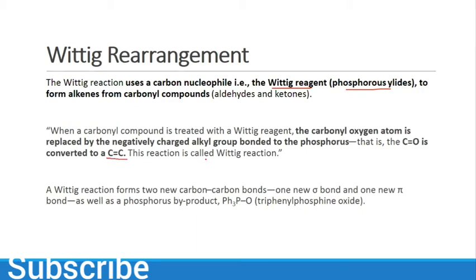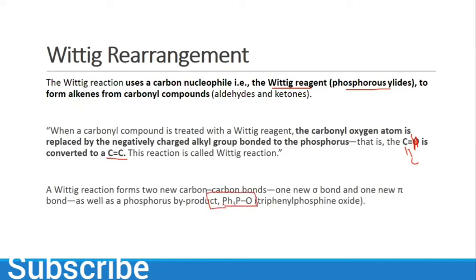So first of all, you need Wittig reagent, which is phosphorus ylide, and what you have to keep in mind is that carbon double bond O is replaced with or converted to C double bond C. So you have to replace this bond. Then we have C double bond C. A Wittig reaction forms two new carbon-carbon bonds, one new sigma bond and one new pi bond, as well as phosphorus byproduct Ph3PO, triphenylphosphine oxide. So this is the byproduct of Wittig rearrangement.